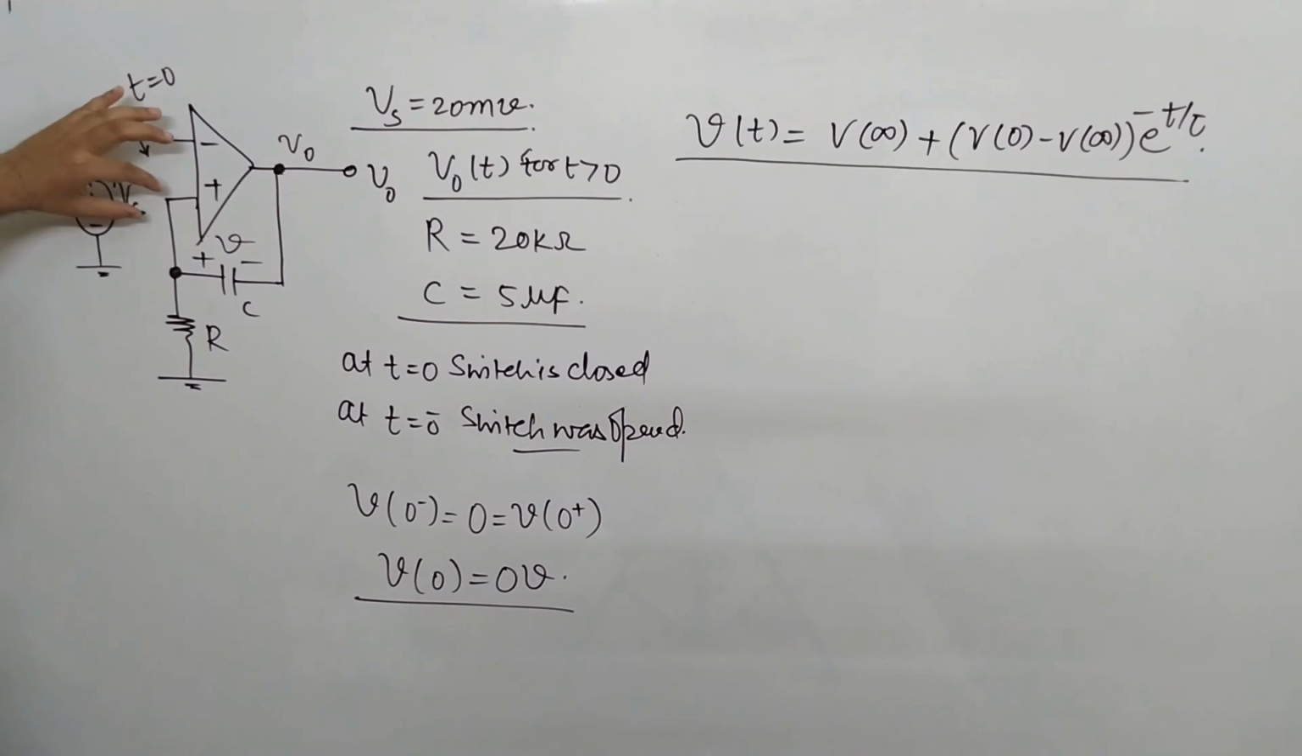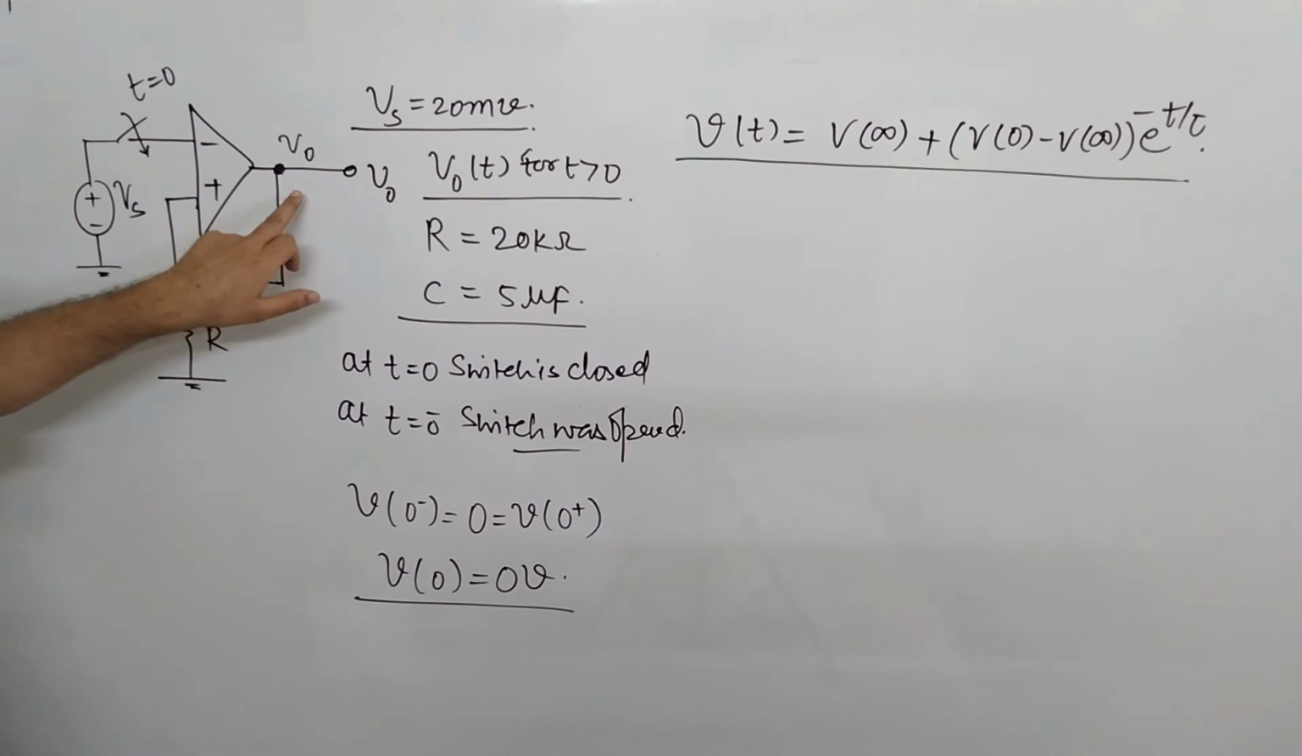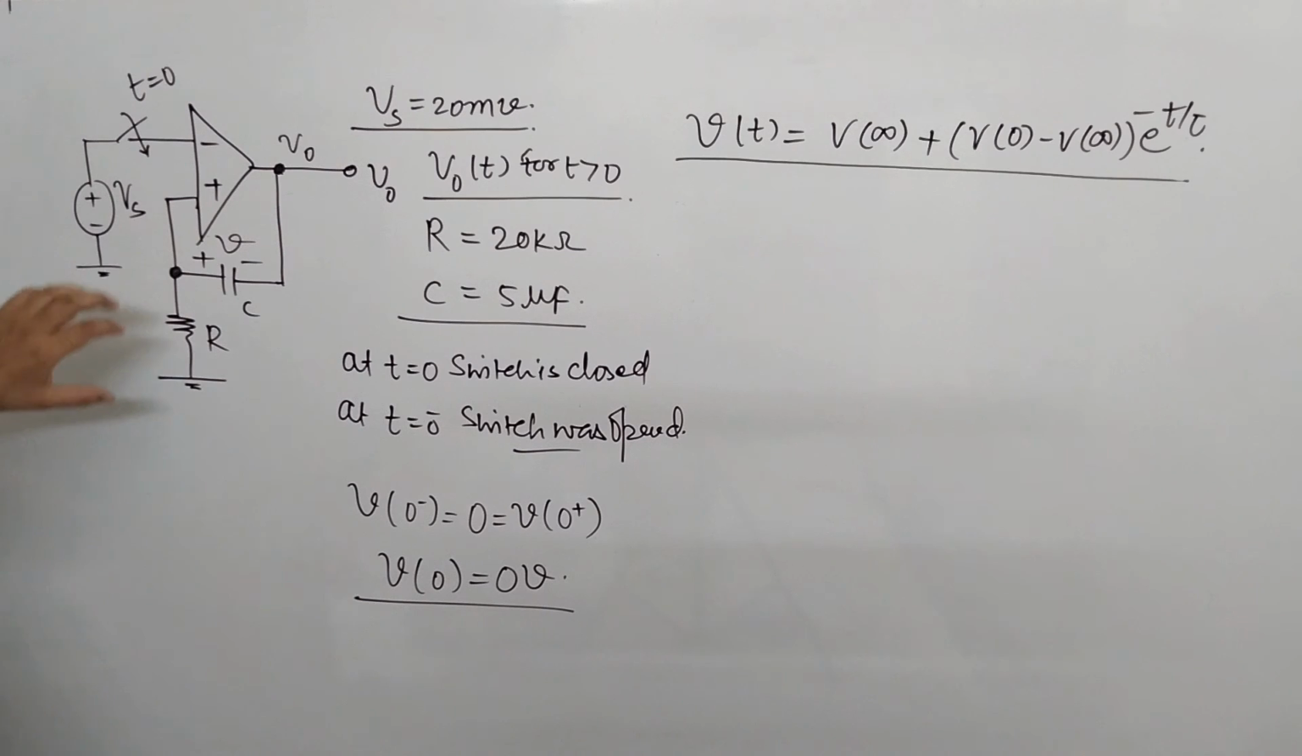This voltage, with the concept of virtual ground, is appearing here. We know the value of R, we know the value of C, but we don't know the value of V0. And since we don't know the value of V0, it is difficult to find this value of V infinite here. It is difficult to find. You cannot find the value of V infinite.